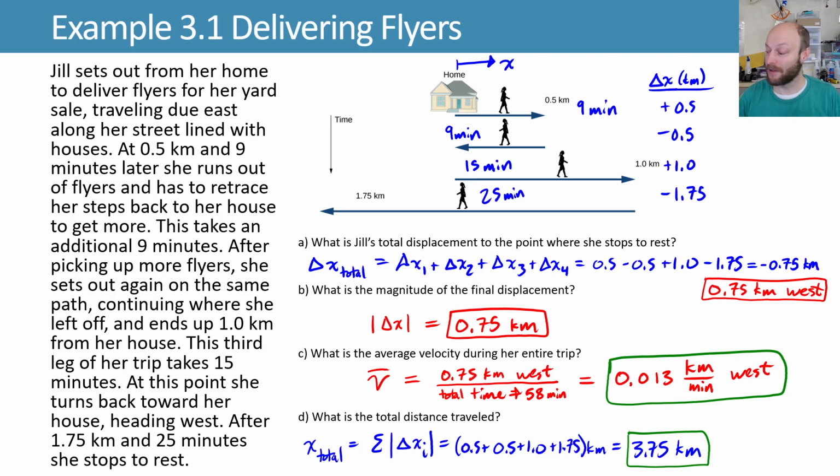Hopefully that's clarified some of the differences between displacement here, which is final minus initial, and total distance traveled, which cares about all the motion you've done along the way to get there.